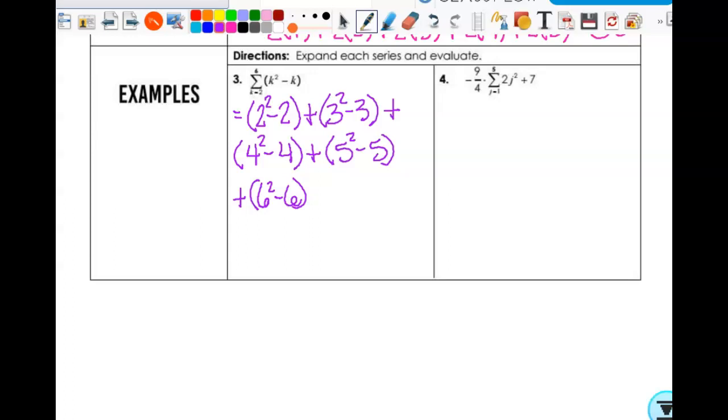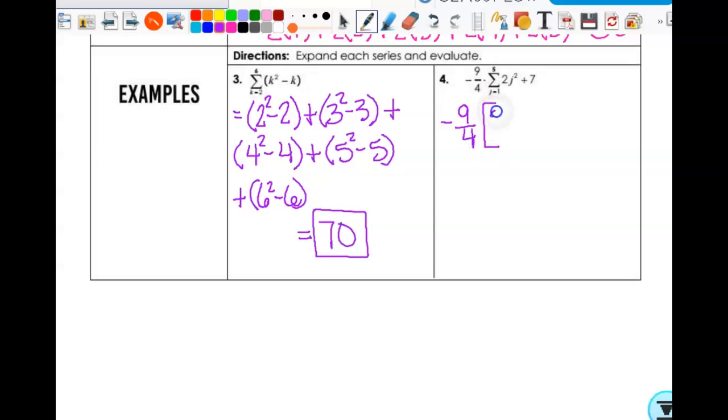Are you capable of typing that in the calculator? Yes, so then I will just give it to you. You would get 70. More worried about the process here than the actual answer. So you get the idea here. If you have a number on the outside like we do here, we have the negative 9/4 times that sum, then you're going to have negative 9/4 times, and then you do the sum.